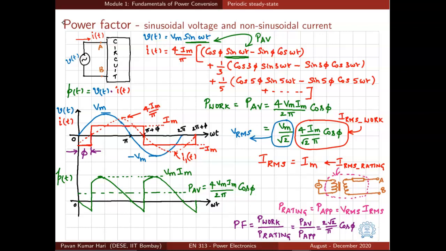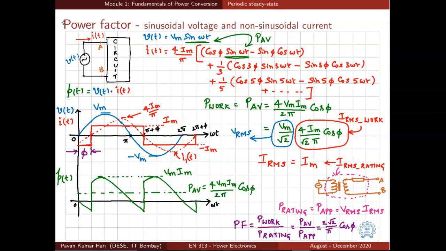Now let us take a look at the frequency components which contribute to average power. We know that the component of current which is having the same frequency as that of the voltage and in phase with the voltage can only contribute to average power. So it's again only one component of the current, which is the sin omega t component of the current, which can produce the average power here.